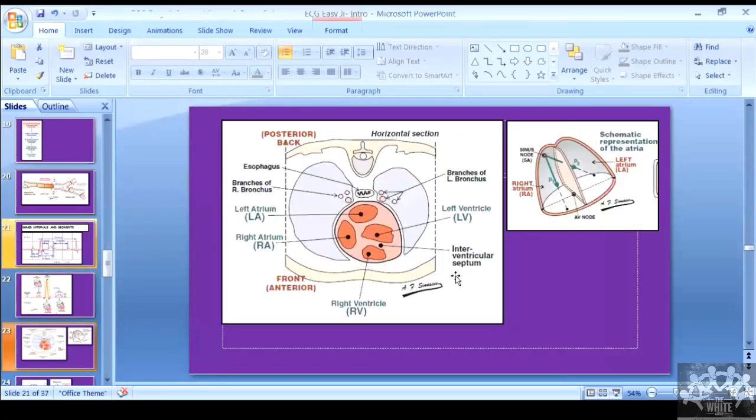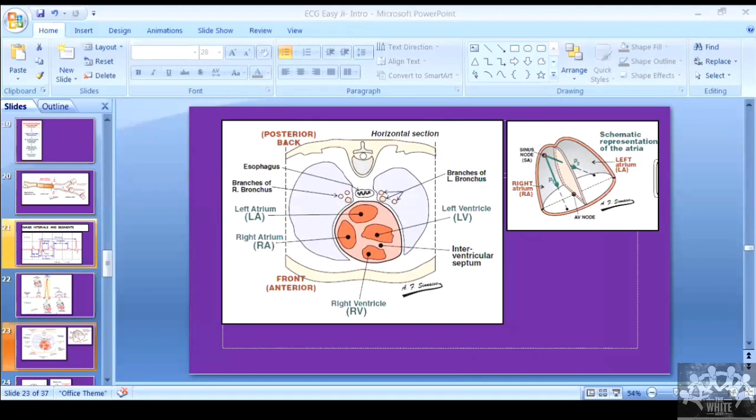Someone had asked me about electrodes and their placement. I'll come to that. We'll discuss lead placements. All about leads, we have one more session on leads and electrodes.